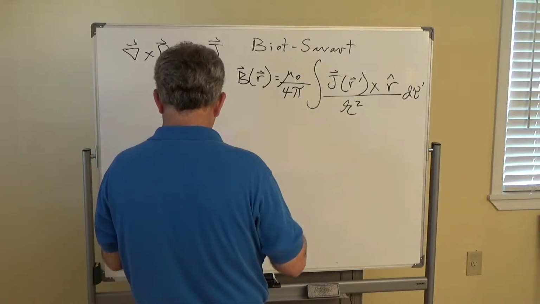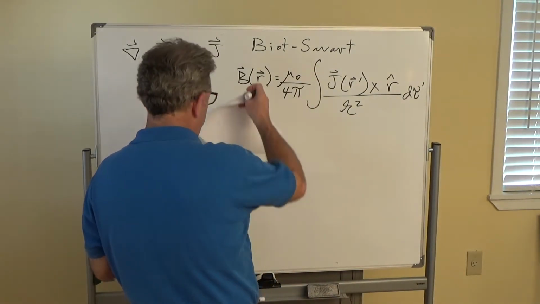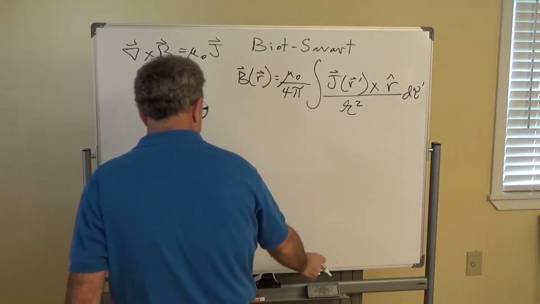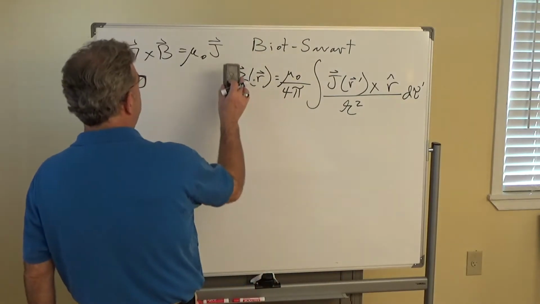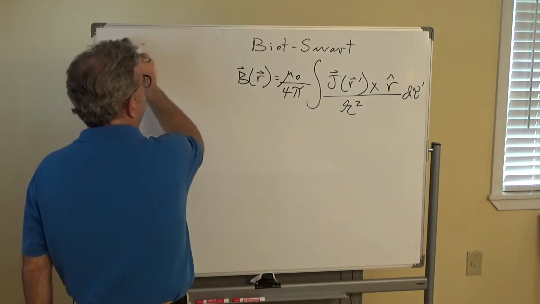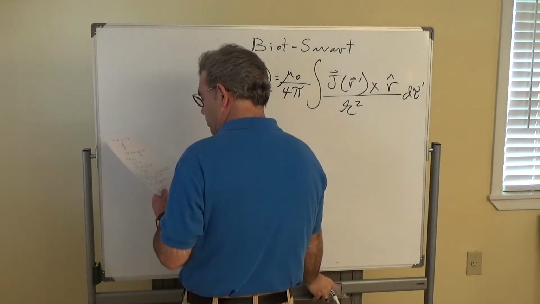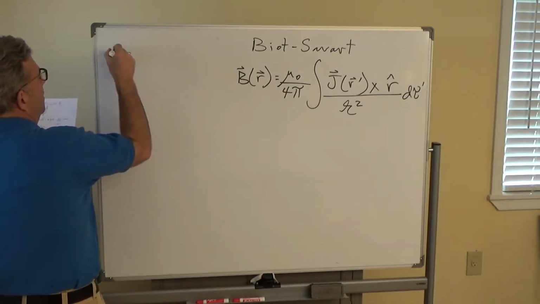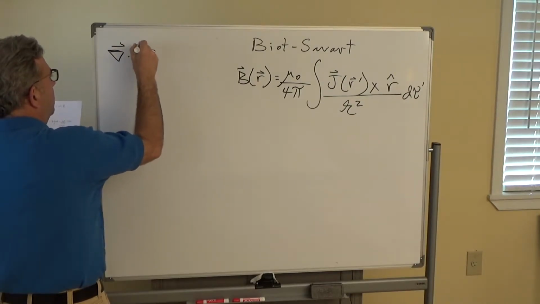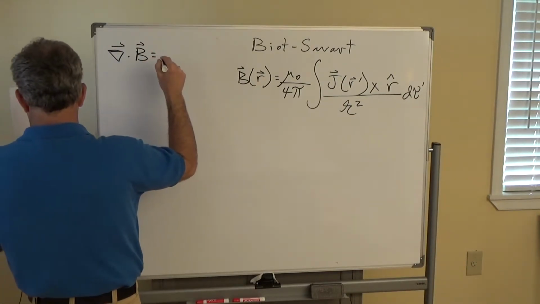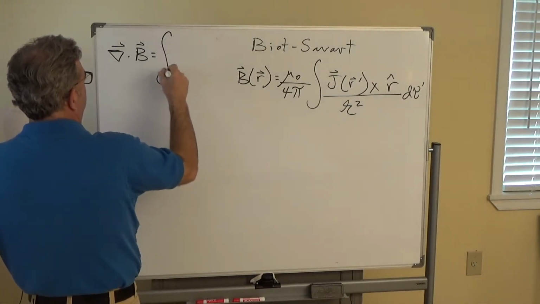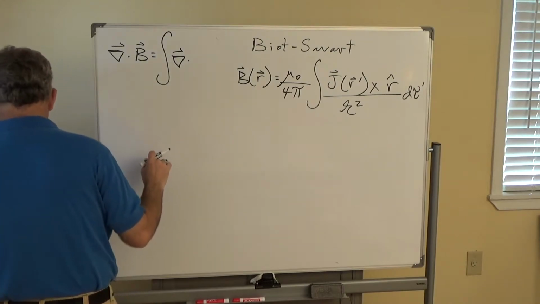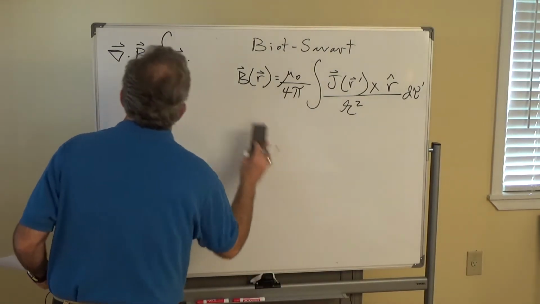So I want to look first at the divergence of the magnetic field based on Biot-Savart. So the divergence of the field, del dot B, is equal to the integral. I'll take the derivative under the integral. I left out the constants. Let me put those back in.